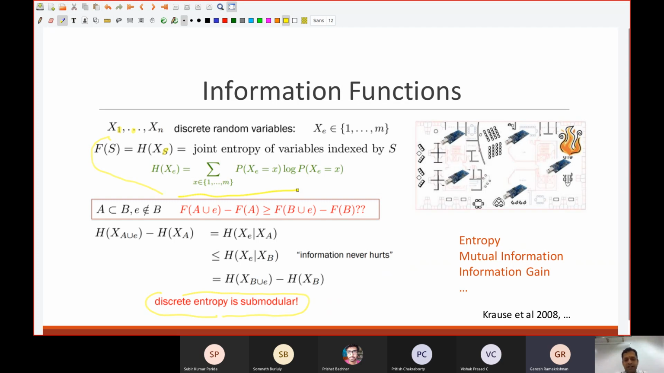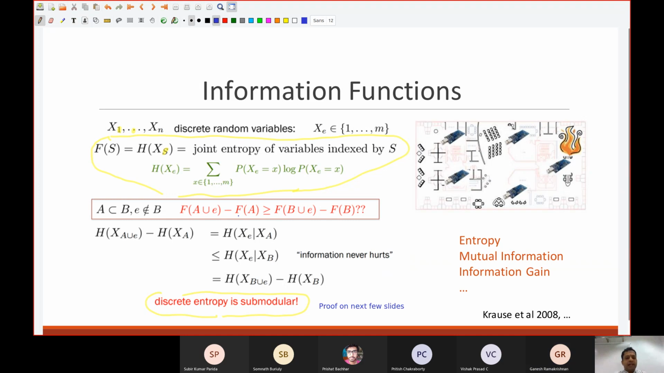So this slide has many things. We'll actually have sparser slides. So this entropy function, entropy is a measure of uncertainty. You can have a joint measure of uncertainty across multiple random variables with a joint distribution. This entropy is submodular, and we'll try and prove that. Proof in the next few slides.